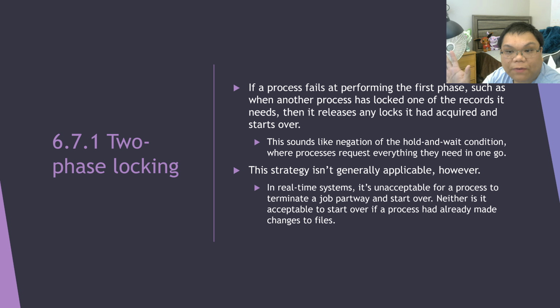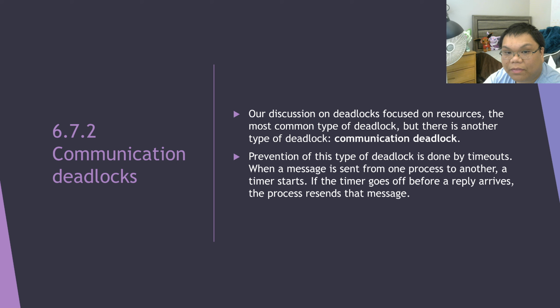The problem is this two-phase locking isn't generally applicable here. In real-time systems, it's unacceptable for a process to terminate a job partway and start over. Neither is it acceptable to start over if a process had already made changes to files. My point is, this start over thing can't always be done, because once you've made changes, you can't roll them back.